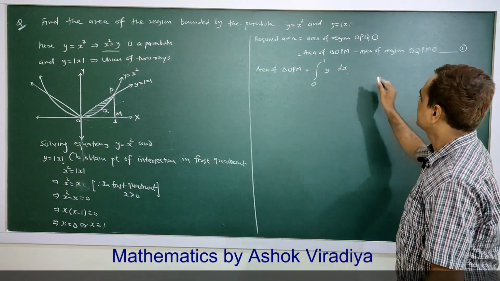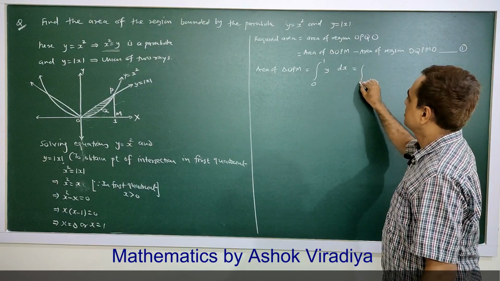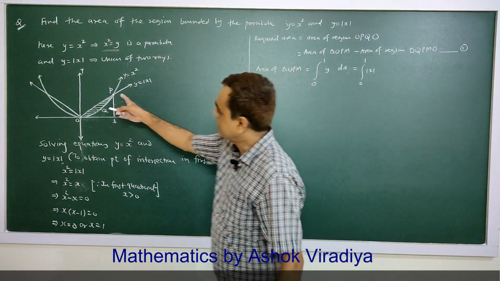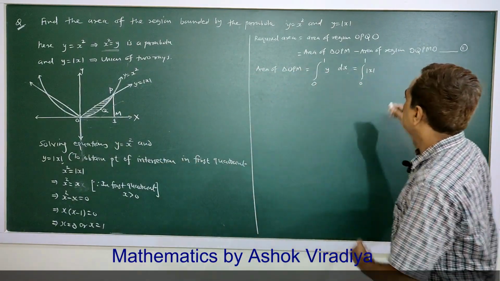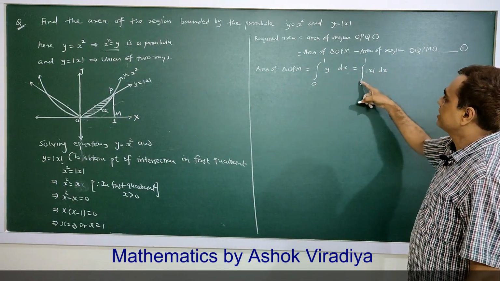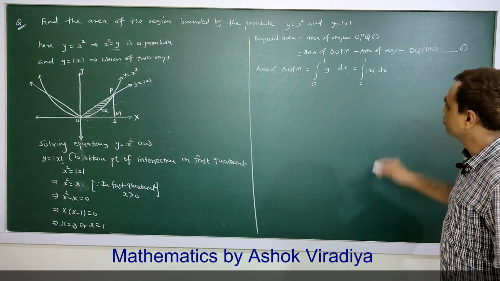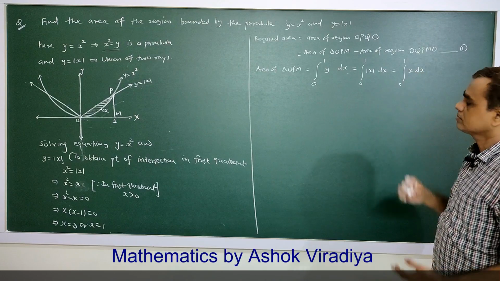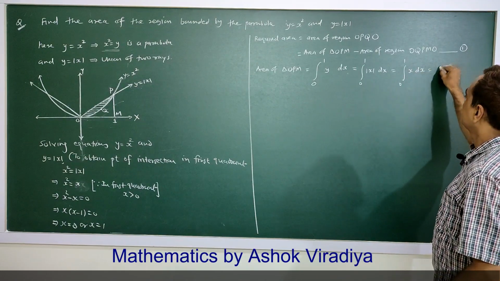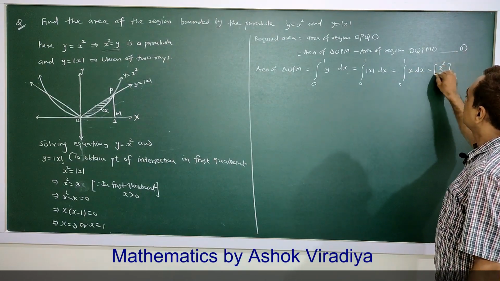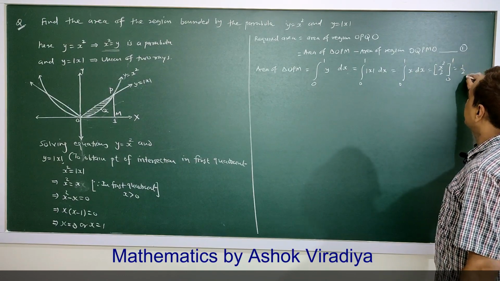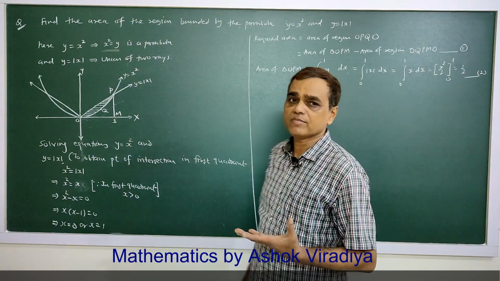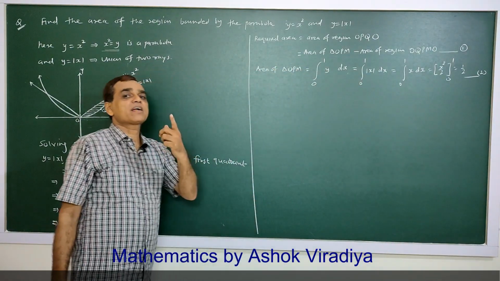Now y is modulus x, because this is y equal to modulus x dx. But from 0 to 1, x is positive, so modulus x is x. So this is x square by 2, 0 to 1, so it is 1 by 2. So this is the area of triangle OPM. Using integration, we are getting the area.